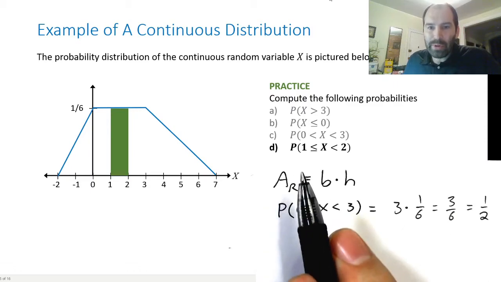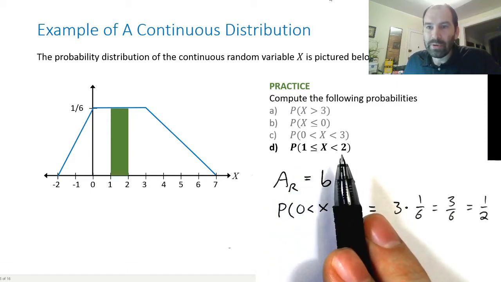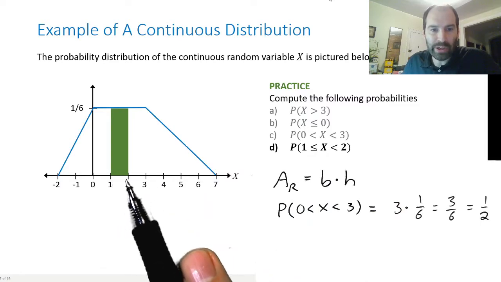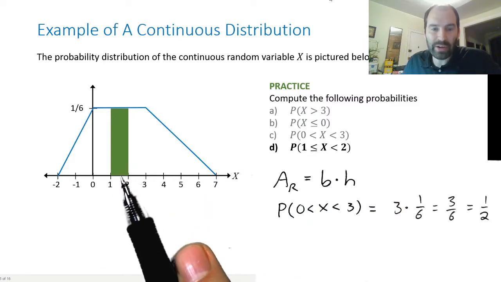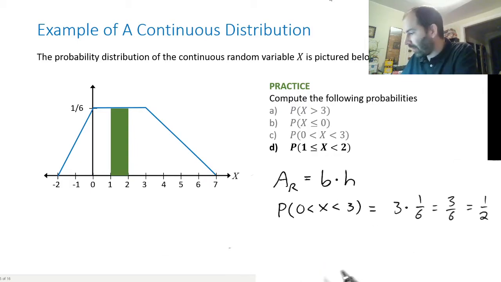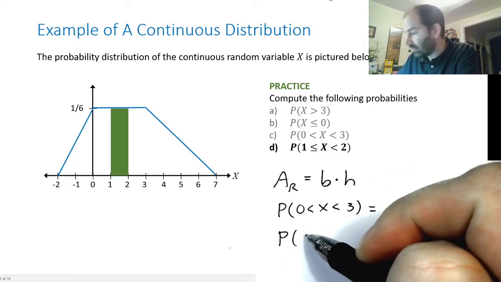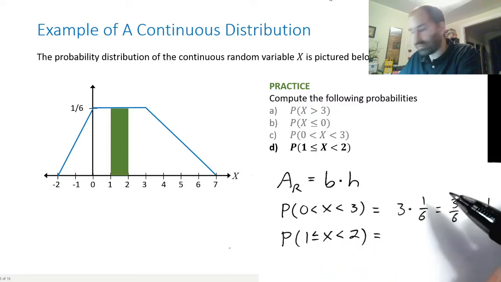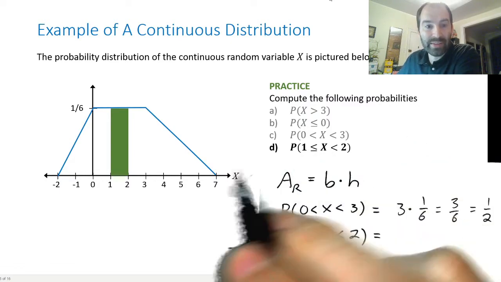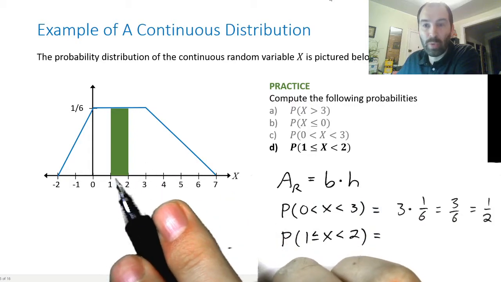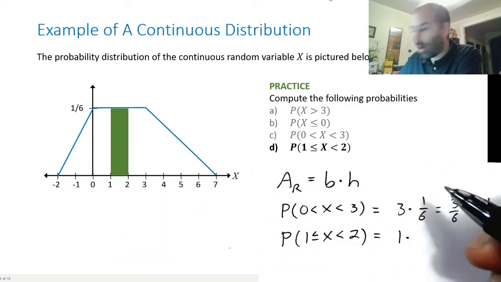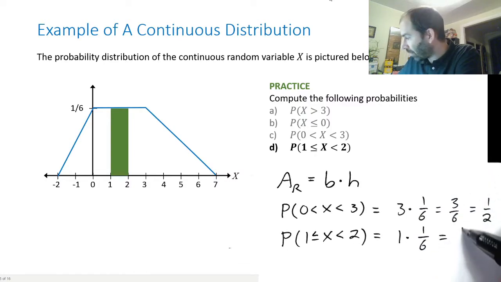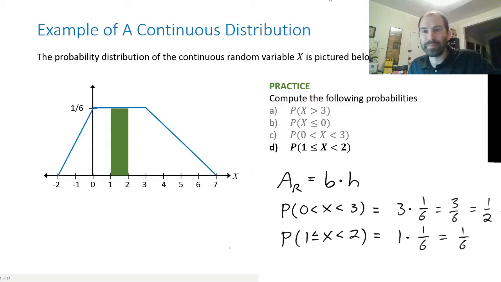And the probability that x is between 1 and 2. To be between 1 and 2 means we're in here, so it's the area of this rectangle. What's the area of that rectangle? It's base times height. The base is just 1. It's 1 unit long. And the height, again, is 1/6. So the probability is 1/6.